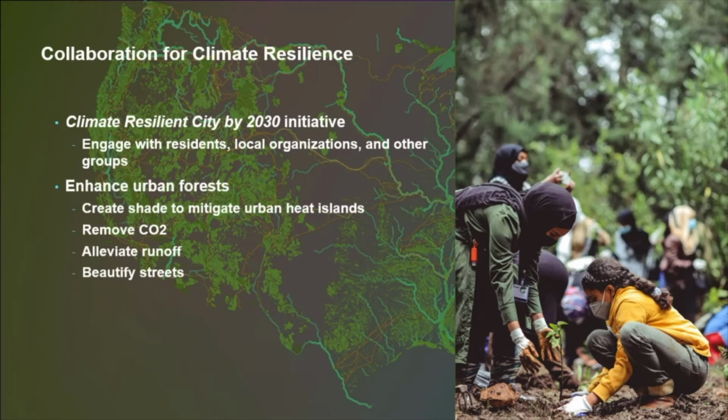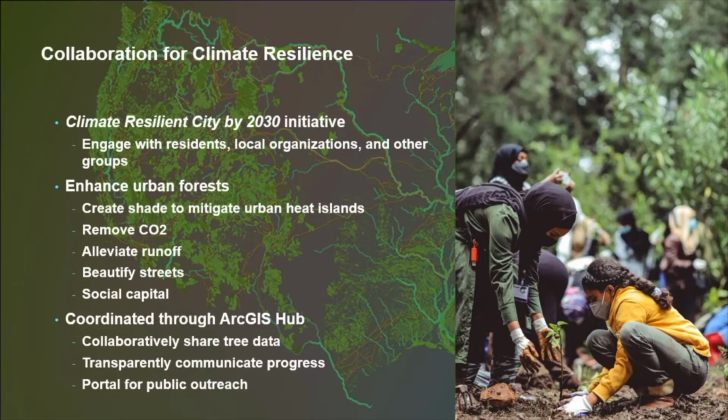We're familiar with trees functioning to provide shade, to remove carbon dioxide, reduce runoff, and create a more aesthetically pleasing city street. But by focusing on how this initiative can be achieved collaboratively, we can also build social capital, the networks of relationships that are the bedrock of communities during disasters.